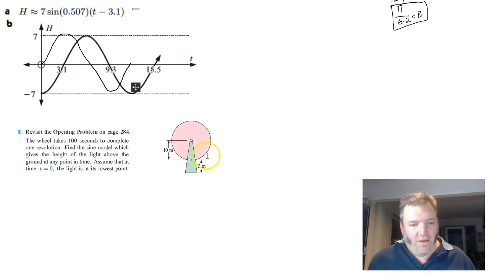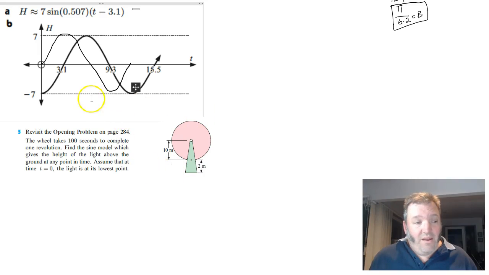We've got a light that's going round and round a Ferris wheel, and we want to model the height of the light at any time. Maybe you're a sniper and you want to take someone out who's sitting in there, or maybe just take the light out so that no one can see what you're up to. Who knows? Whatever. There could be a reason that you want to model this accurately. Again, they've said here, assume that at time 0 the light is at its lowest point.